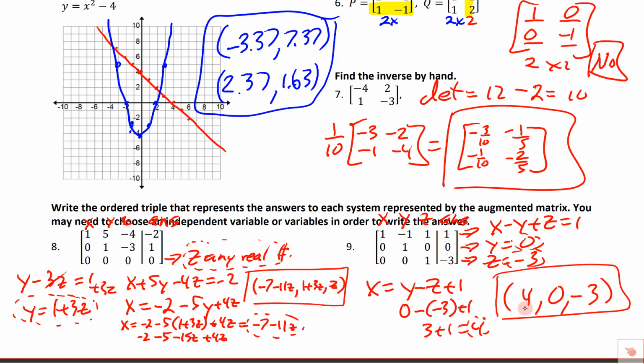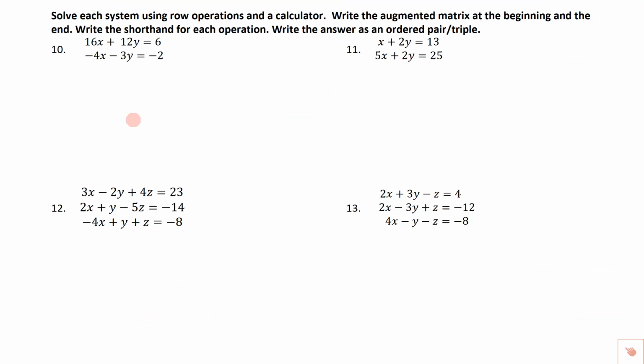Okay, let's take a look at the other side. Okay, we're on the back side now. It says solve each equation or system using row operations in a calculator. Write the augmented matrix at the beginning and the end, and write the shorthand for each operation. So I suppose you could do some of these if you wanted to by hand. I think there's enough space here.